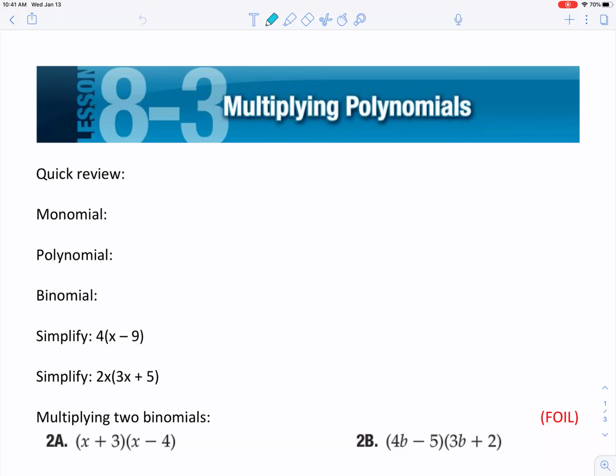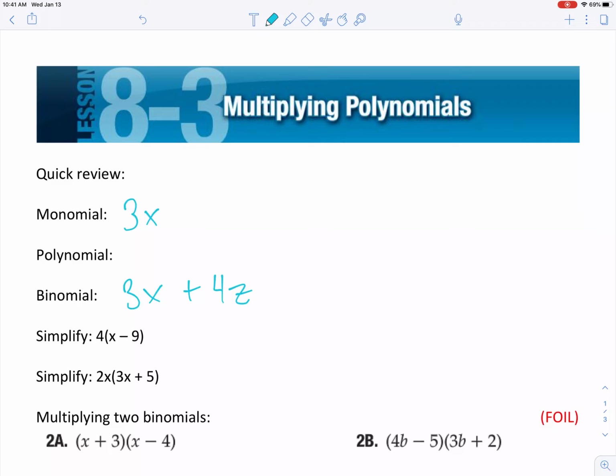So for 8.3, we are now going to be multiplying polynomials, starting with a binomial times a binomial. To review, we know that a monomial is just one little thing, no addition or subtraction. A binomial is when you have two things being added together. And a polynomial is any time you have two or more.